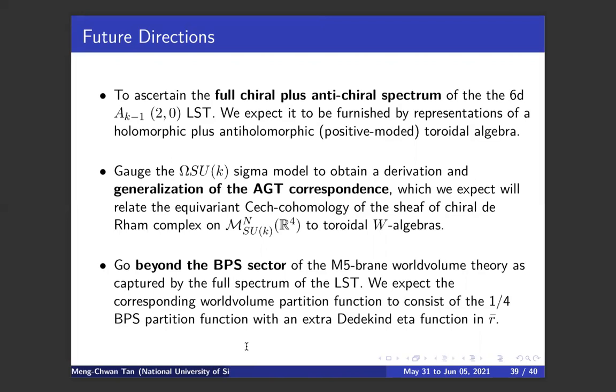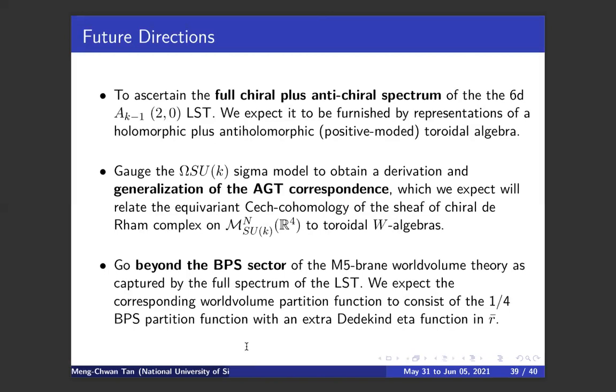So we could gauge the sigma model, the base loop group sigma model, to obtain a derivation and generalization of the AGT correspondence. We could try to do that because if you look at the AGT correspondence, the mathematical statement is equivariant cohomology on the moduli space of instantons. And to get an equivariant version of our observables, we just need to gauge the sigma model. So we get equivariant Q cohomology. And then if we look at the stringy generalizations of that, we would expect to get the following generalization of the AGT, which is the equivariant Čech cohomology of the sheaf of chiral Durand complex on the space of instantons to toroidal W algebras. So that could be a generalization of the AGT.